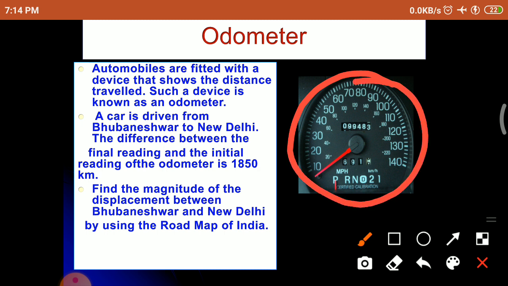A car is driven from Bhubaneswar to New Delhi. The difference between the final reading and the initial reading of the odometer is 1850 km. So find the magnitude of the displacement between Bhubaneswar and New Delhi by using the road map of India. So the odometer is nothing but the device used to measure the distance traveled by the vehicle.